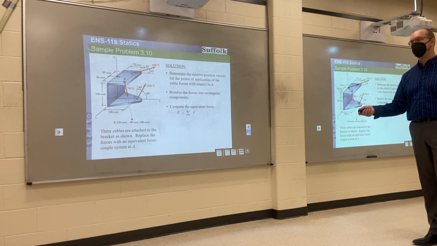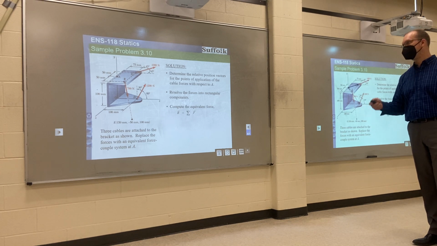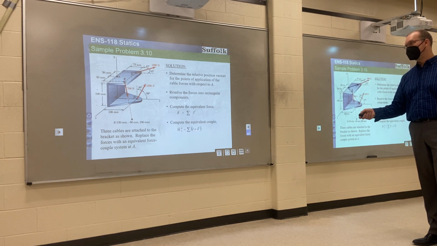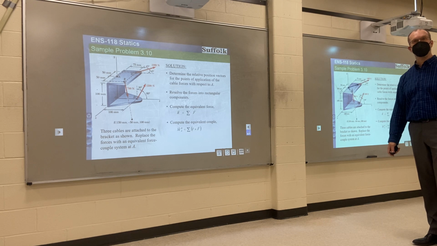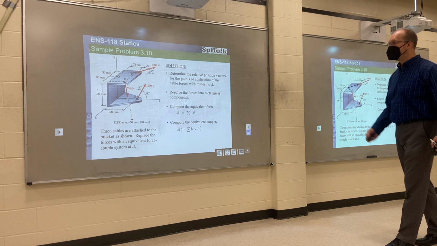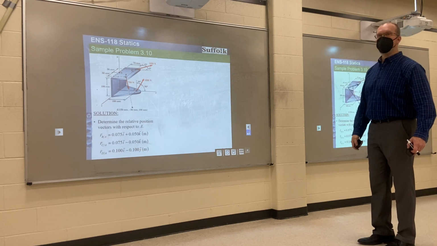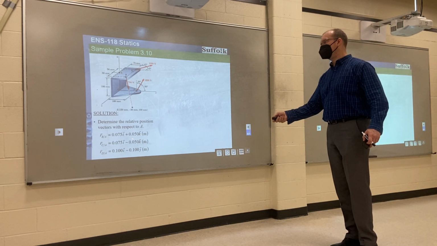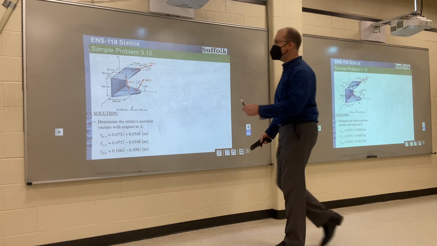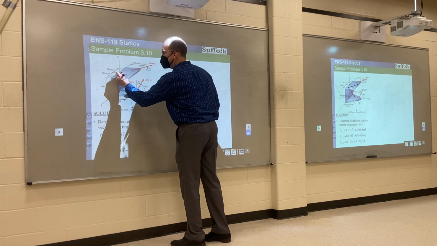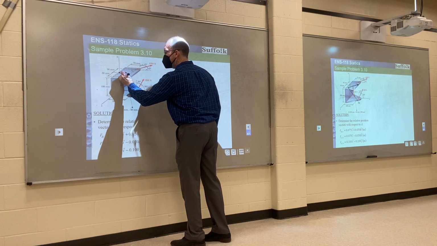We already said the resultant force is the sum of the forces, and the resultant moment is going to equal the sum of the R cross F. Good. So let's take a look at it. The first thing I did was set up the position vectors. RB with respect to A.